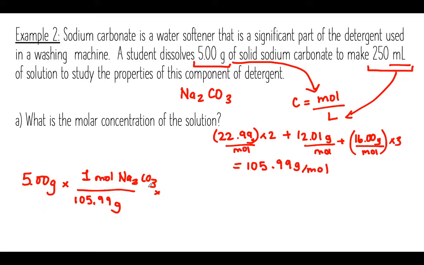Now, I've got moles of sodium carbonate, but I want to get to moles per liter of sodium carbonate. How do I do that? So my grams part, that's pretty much done. My moles will end up at the top, but how do I get liters on the bottom? Essentially, I just have to convert and put the liters down here. So 250 milliliters is 0.250 liters. And then I can just put the numerator of 1 here.